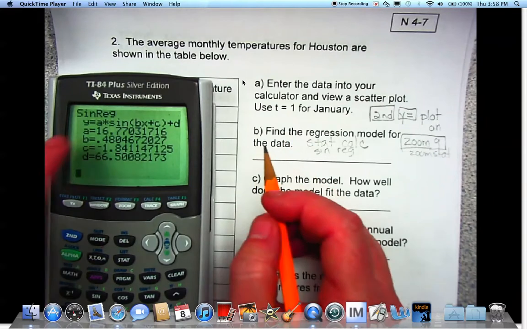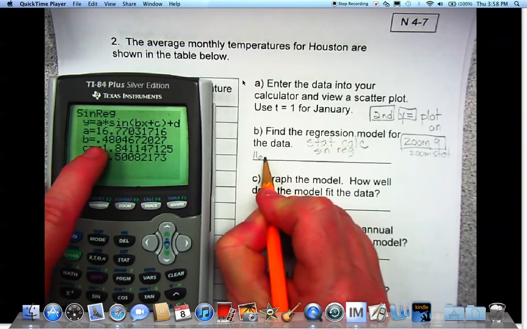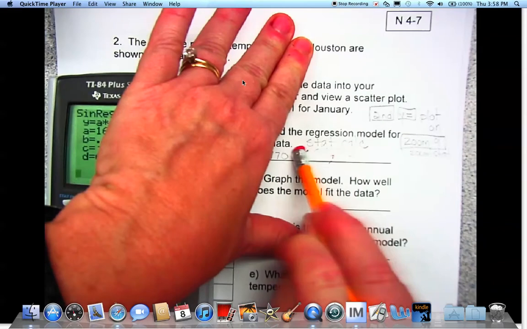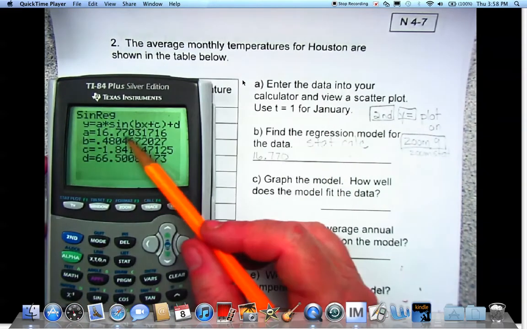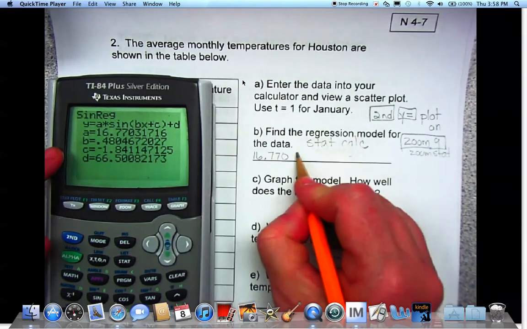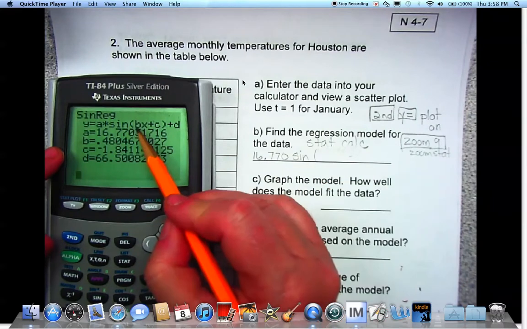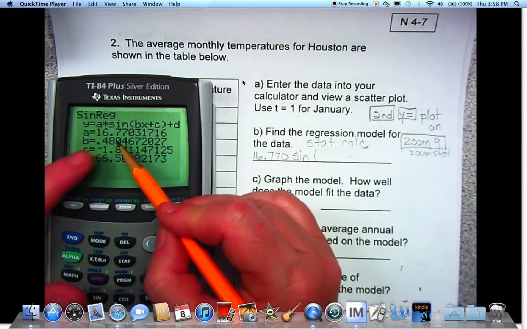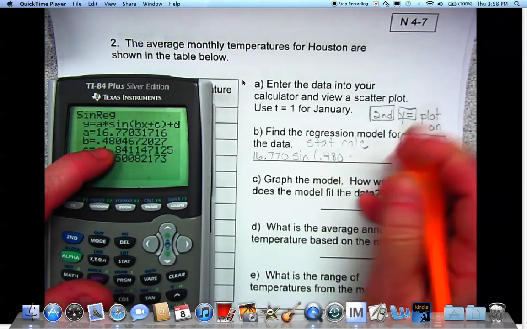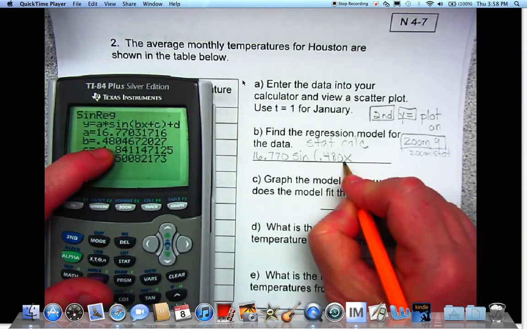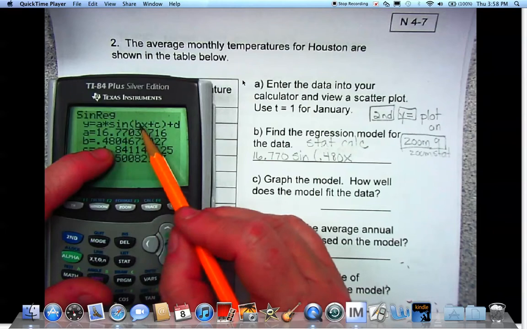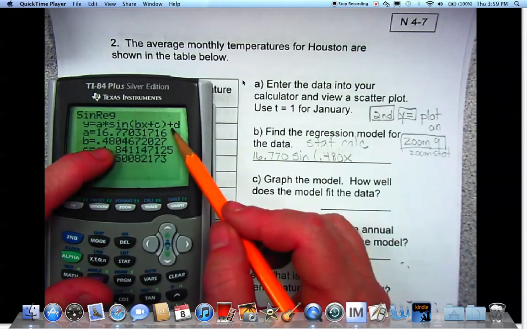So for A, we're going to put 16, and we're going to do 3 decimal places, 0.770. Wait, why is there 16? Because A is 16.770. Oh, okay, never mind. Okay. And then sine, parentheses, you've got BX, right? And B is 0.480 X. You okay with that? I'm filling in the equation there at the top.